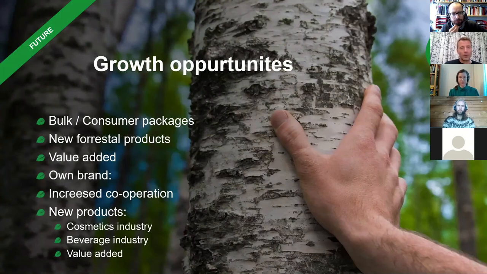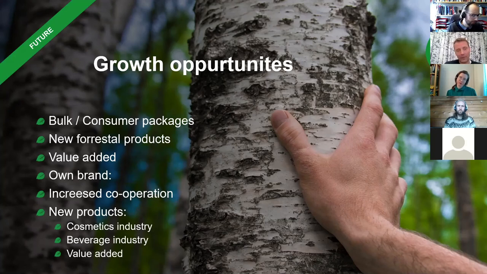There are growth opportunities in both bulk and consumer packages, and in new forest products. From Alm, we heard about chaga, which is also something that we have planted quite a lot in our forests, waiting for the harvest. But it takes some years, so it's not a quick fix. But anyway, there are leaves, and there are also a lot of other products that we are looking into in the future.